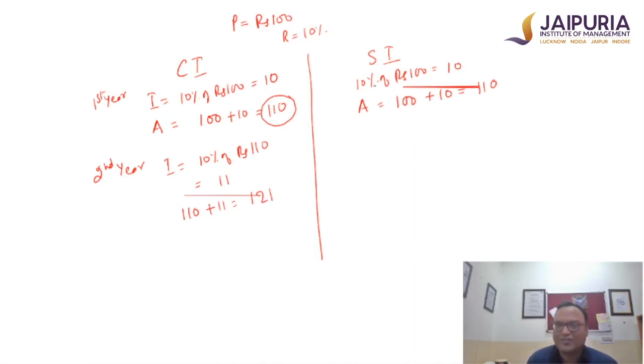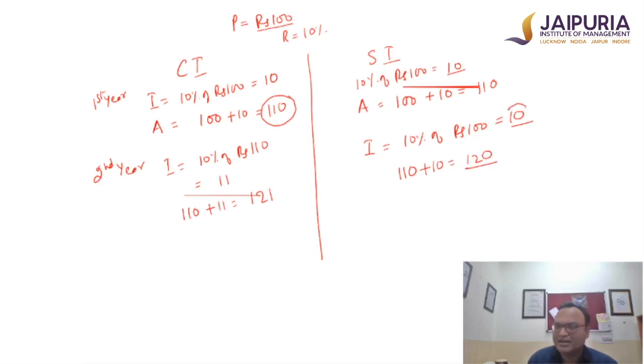However, in case of simple interest, this principal remains constant. It doesn't change. So you always compute interest on 10% of the original principal, which was rupees 100, and therefore again the interest will be 10 rupees. In case of simple interest, this interest will remain constant, and therefore the amount after the second year will be 110 plus 10, which is 120. And that's the basic difference between simple interest and compound interest.